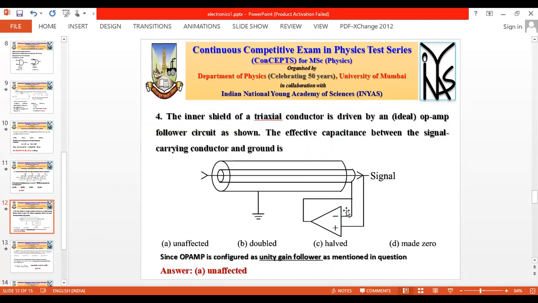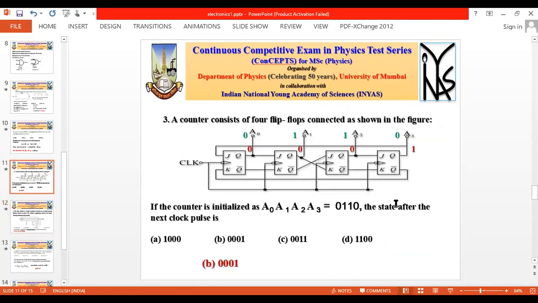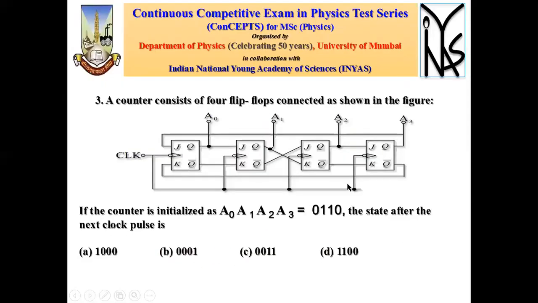There are several queries related to question number 3 on flip-flop. Can you just go back to question number 3 and maybe explain the whole question? Okay, so I will run this question again. Hope it will be visible. So here a counter circuit is shown. First we have to see carefully that A0 input is actually input of J1, and A1 is input of K2, A2 is input of K3, and A3 is input of J flip-flop.